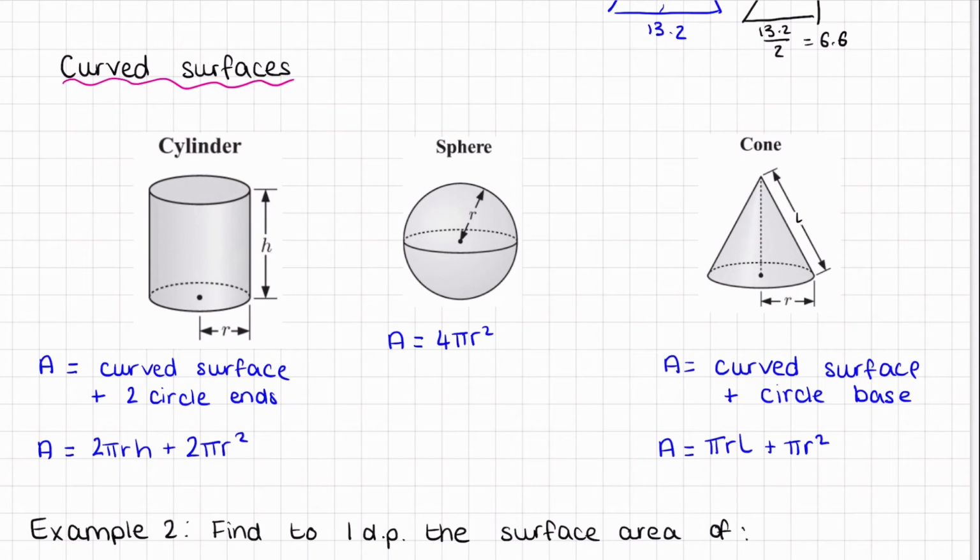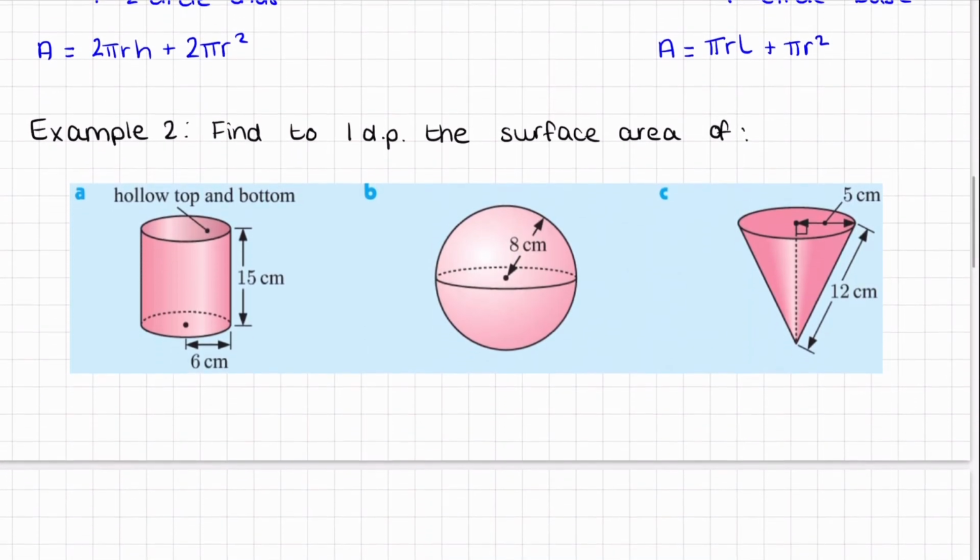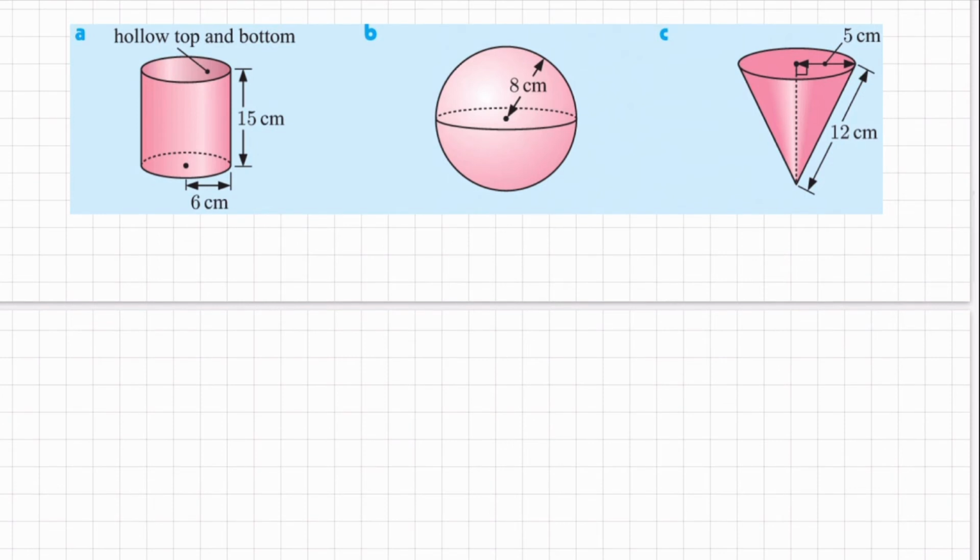Okay, an example for us to do. Find to 1 decimal place the surface area of these 3 shapes. Part A actually says it's got a hollow top and bottom, which means there isn't actually anything there. So the only thing we actually have to calculate the surface area of is the curved area. And the area of the curved part of a cylinder is 2 pi rh. So it would be 2 times pi times the radius, which is 6, times the height, which is 15. And that will give us 565.5 centimetres squared to 1 decimal place.